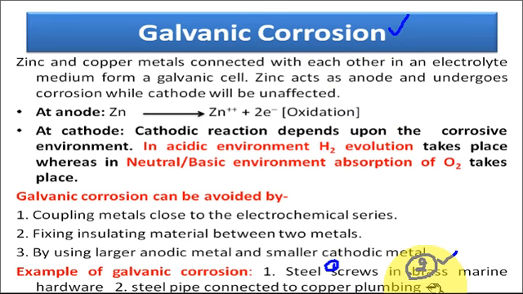The second example is steel pipes which are connected to copper plumbing. So two metals are there, steel and copper, and since these are pipes, some water solution will be in there. So the electrolyte solution is also present. So this is also a case of galvanic corrosion. I hope it is clear to all of you now what galvanic corrosion is.